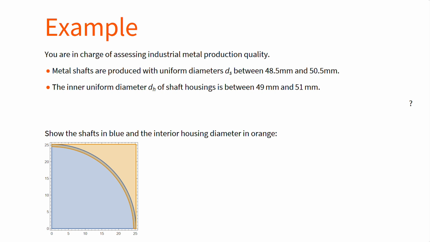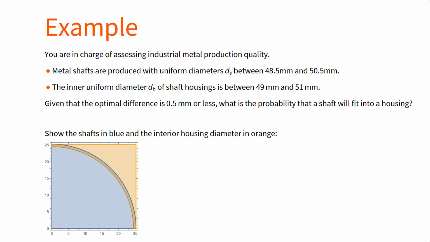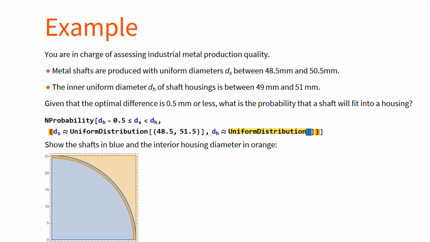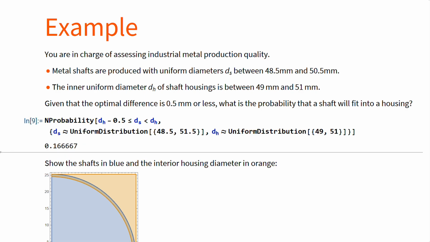So you need no overlap, but you also want to be at a space of a maximum of 0.5. Then what's the probability a random shaft will fit into a random housing? Well, just take the probability that the diameter of the housing minus 0.5 is less than the size of the metal shaft, considering the distribution of the housing and the shaft. And as you can see, it's relatively unlikely.